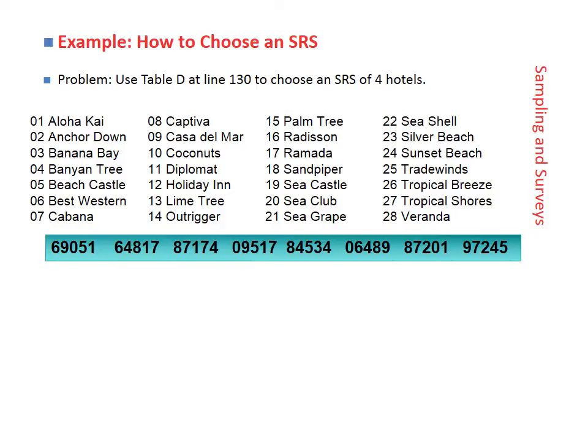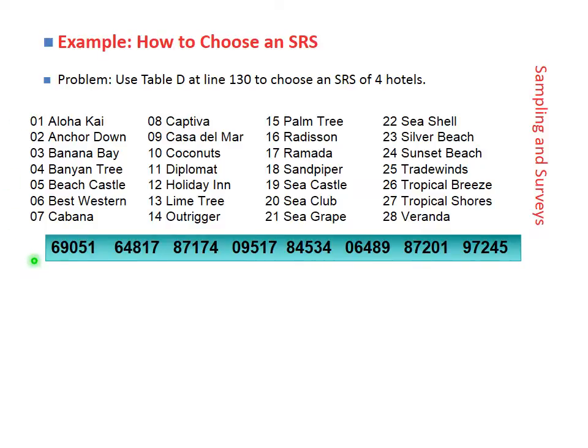Notice that we have all of the names of the hotels listed, and they've all been given labels that go from 1 to 28. But notice at 10, these are traditionally 2-digit numbers, but 1 through 9 are traditionally 1-digit numbers. And so to make sure that all of our hotels in our population have the same number of digits, we put zeros in front of those single digits so that we can all have 2-digit labels.